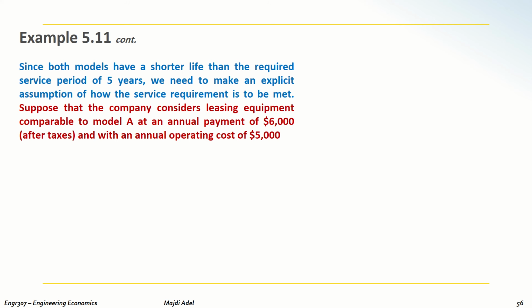Okay. Since both models have shorter lives than the required service period of 5 years, we need to make an explicit assumption of how the service requirement is to be met. What the company is going to do is consider leasing an equipment comparable to model A with annual payment of $6,000 after tax and with annual operating cost of $5,000.